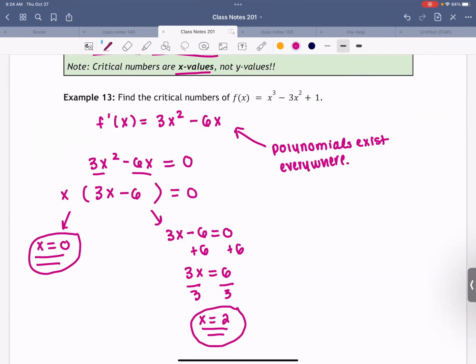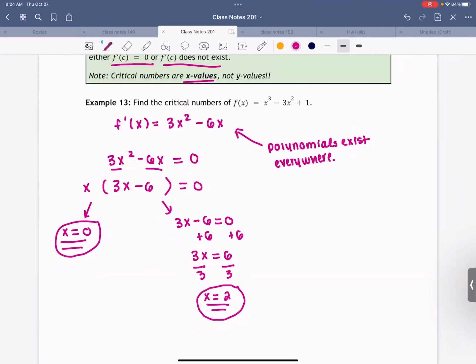Okay. Any question on example number 13? Okay, now to put this into context, these are the two x values where you might think that we have a local max or min. They're not telling us that we do have a local max or min there, but it's where we would want to look. Let's flip our page over to example number 14.